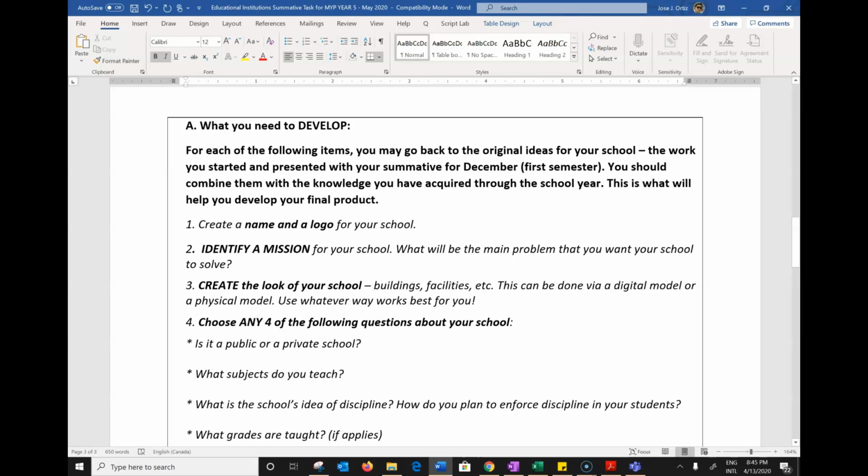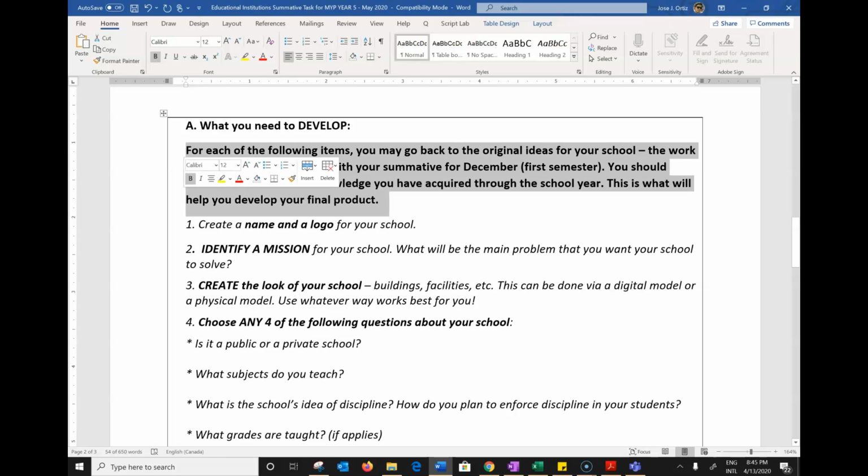For each of the following items, you may go back to the original ideas for your school, the work you started and presented with your summative for December, first semester. You should combine them, or could combine them, with the knowledge you have acquired through the school year. This is what will help you develop your final product. In other words, you do not have to reinvent the wheel. You only have to polish it up.